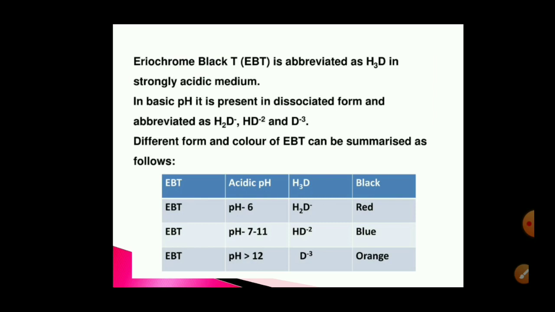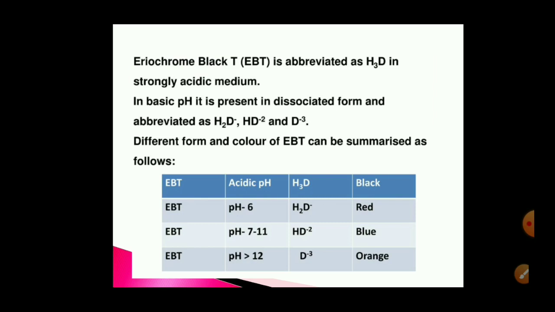Now let us talk about the indicator and then after that the EDTA reagent on the coming slides. Eriochrome Black T can be abbreviated as H3D, and this H3D means that it has 3 replaceable protons available on its structure. So in highly acidic pH, it exists in H3D form, which is black in color. Now the color of this indicator is pH dependent, and in basic pH, it is present in dissociated forms.